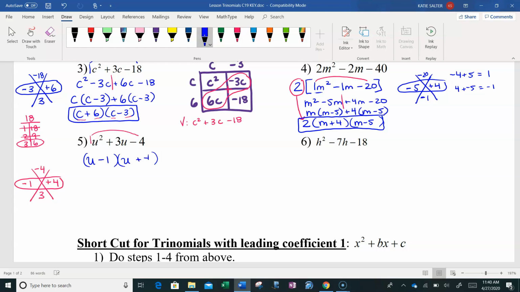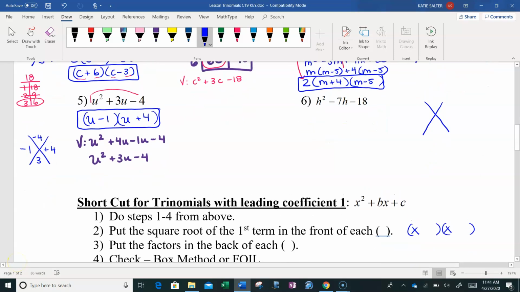-1 plus 4. The only thing I would suggest is if you do the shortcut method, please make sure you check it. Let's make sure this works. First times first, u times u is u squared. Outer, u times 4 is +4u. Inner, -1 times u is -1u. And last, -1 times +4 is -4. Combine like terms, u squared, 4u take away 1u is 3u, minus 4. Yep, and we have our original product. Pause the video and try the next one.